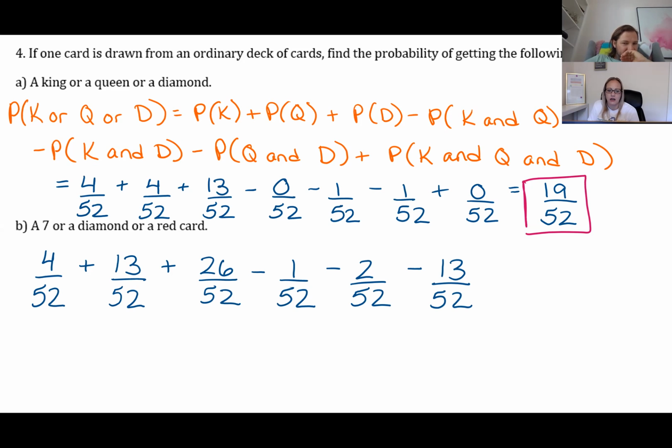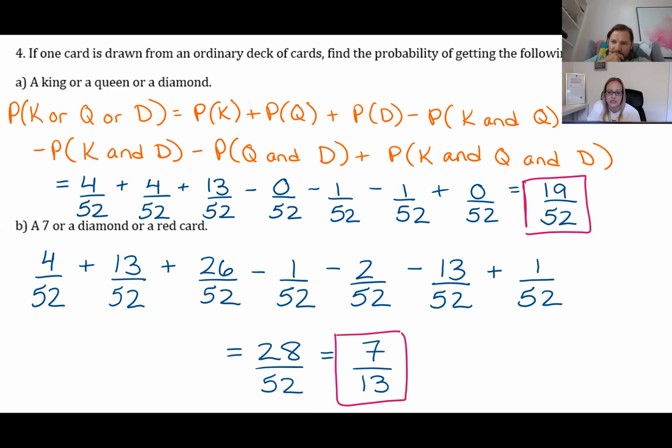So is there a card that is a 7, a diamond, and a red? Yes, there's one of them. So we want to add the 1 out of 52 back and tally all that up, and you get 28 out of 52 or 7 out of 13.